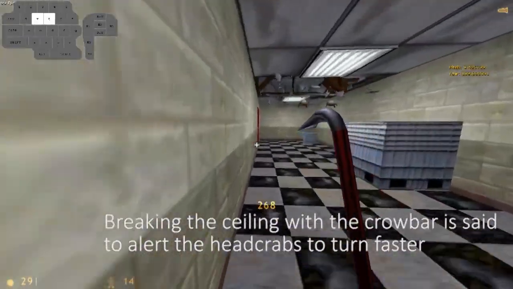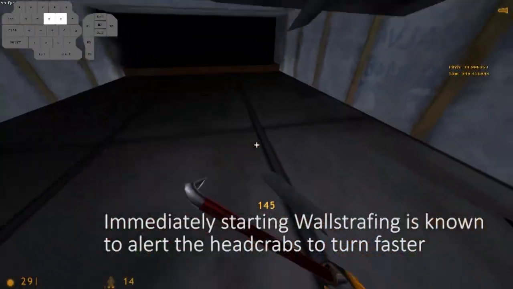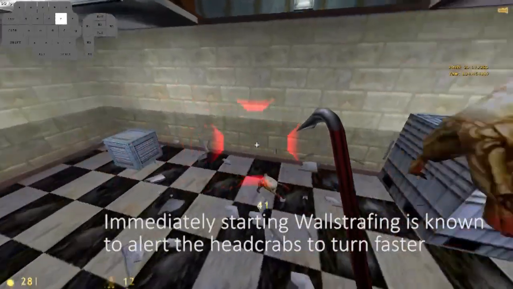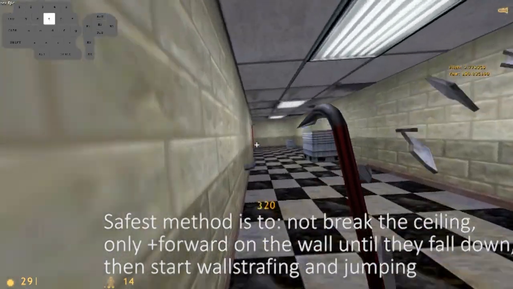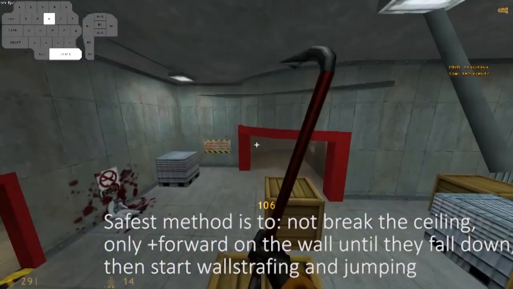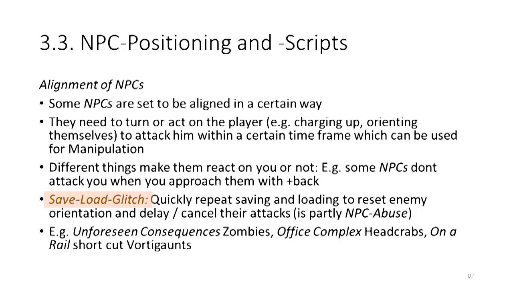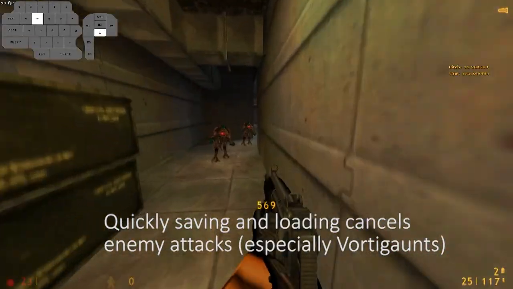In Office Complex, you can alert the headcrabs by breaking the ceiling or starting wallstrafing too soon. Don't break it, and walk the first part before wallstrafing, and jumping does the trick. Just to mention it again, the safe load glitch cancels especially the Vortigaunt's charge up to pass by.